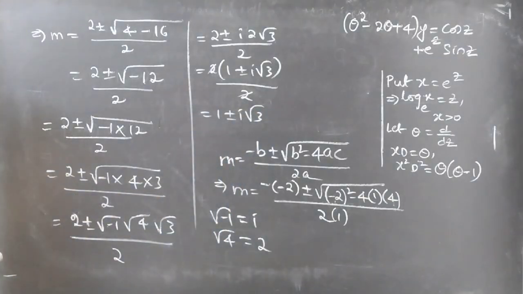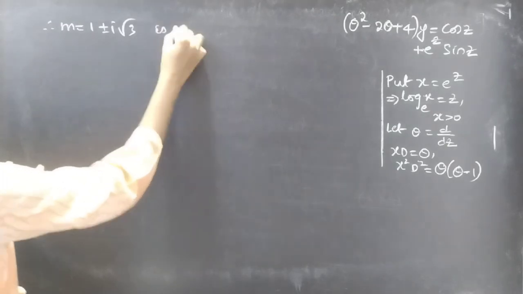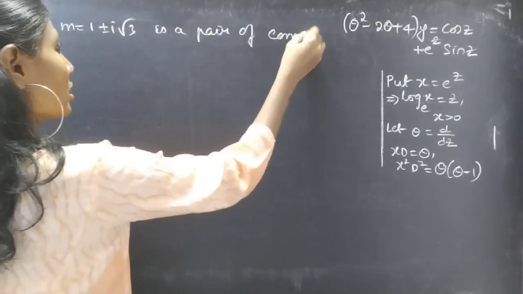Okay, so we got a pair of complex conjugate roots of our auxiliary equation. Now let's write the complementary function. Therefore, m equals 1 plus or minus i√3 is a pair of complex conjugate roots.